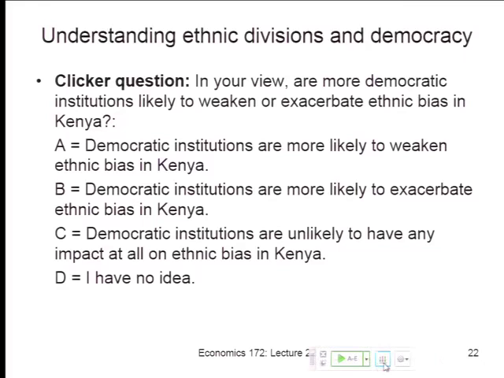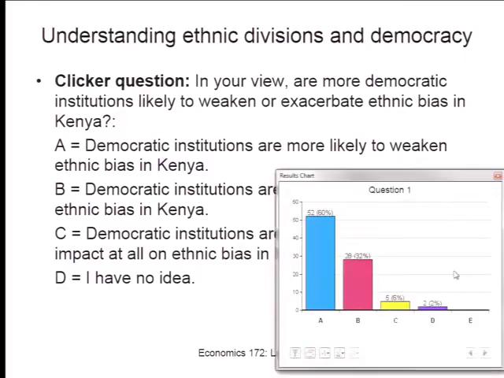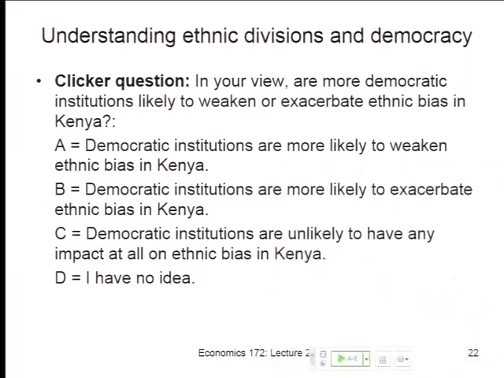Okay. This is pretty interesting. You guys are pretty split. Most people think democratic institutions will help, but a lot of people think actually it can make it worse, and then others think maybe it won't have much effect. Okay, so let's find out what the answer is.